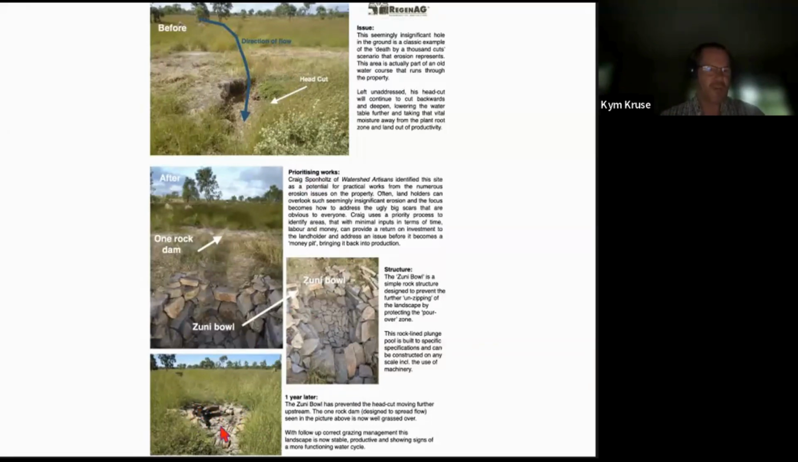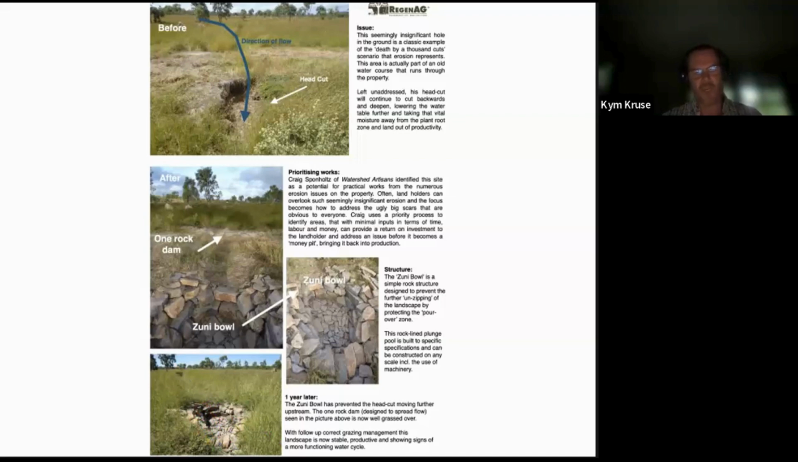And this was hand built in a few hours, probably half a day, by a bunch of people, and that's completely stabilized that area. And you won't get grass growing in there, but you won't have that migration of that head cut heading further into the landscape.